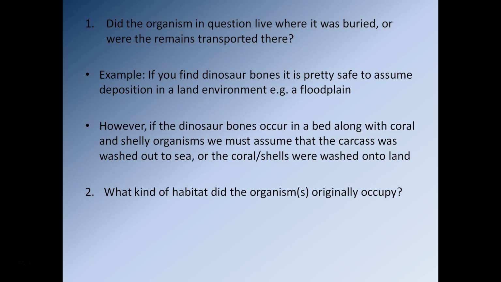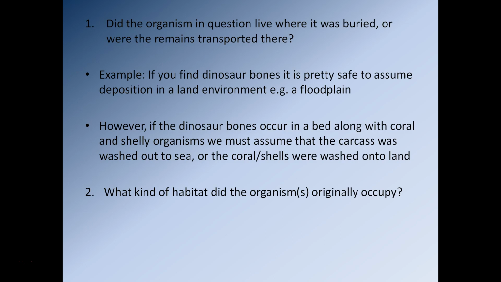However, if we find dinosaur bones that occur in a bed of rock along with coral fossils and shelly organisms, we must assume that either the carcass was washed out to sea, or the coral or shells were washed onto land. So if the dinosaur body fell into a river and was transported out by that river and deposited in the ocean, or on the other hand, maybe there was a tsunami, and that tsunami pulled up loads of pieces of coral and shell as it was heading inland, and it deposited those pieces of coral and shell onto the floodplain, and at the same time maybe killed the dinosaur.